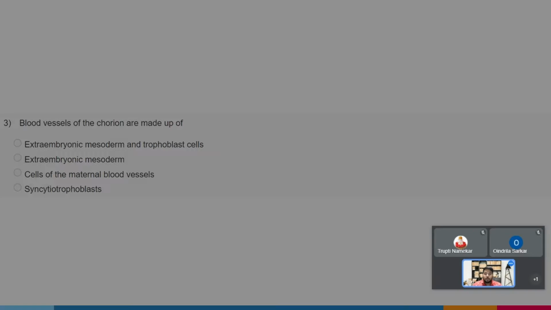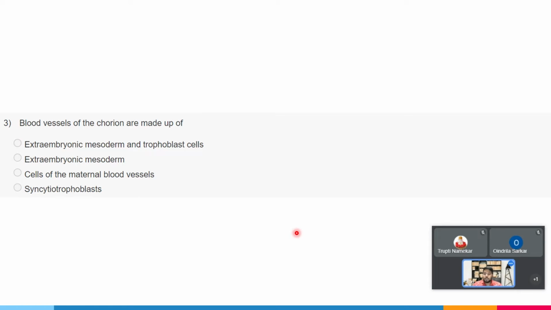Okay, so we move on ahead and look at the next question, which is: blood vessels of the chorion are made up of which of the following types of cells? The four options are extraembryonic mesoderm and trophoblast cells, just extraembryonic mesoderm, cells of the maternal blood vessels, and syncytiotrophoblast cells. So there is only one correct answer because it is a single-answer type of question. So would anyone try and answer this?